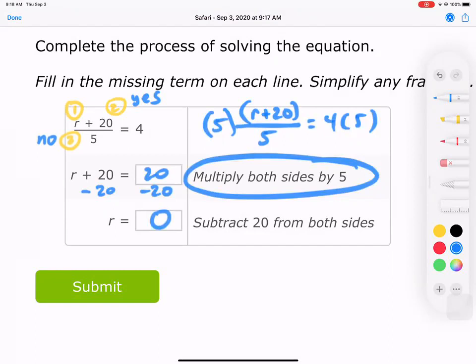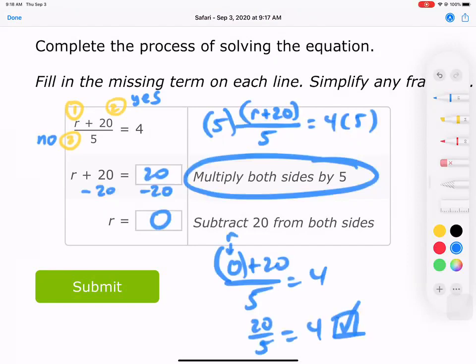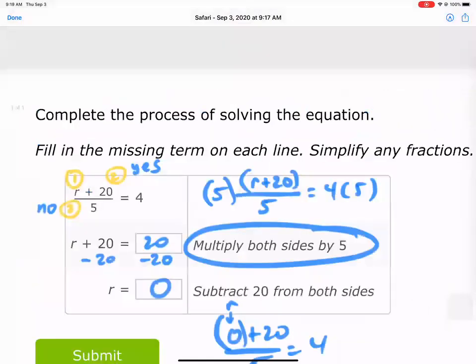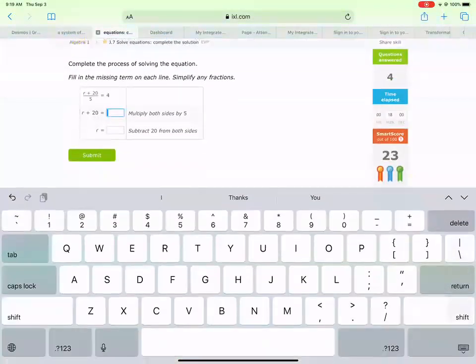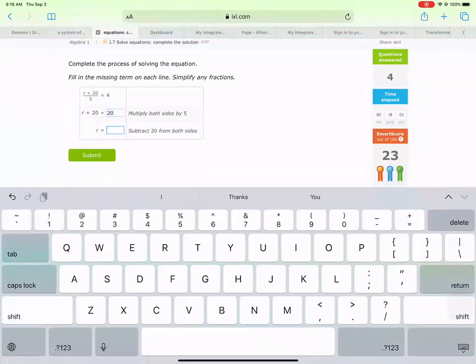Okay. We can double check that. If r was 20, we could plug in r. r is now 20. 20 plus 0 is 20. 20 divided by 5, that is the 4 we wanted. Any questions on this problem? You doing okay? Okay, let's get to some harder problems. We said this was going to be a 20. We said this was going to be 0.